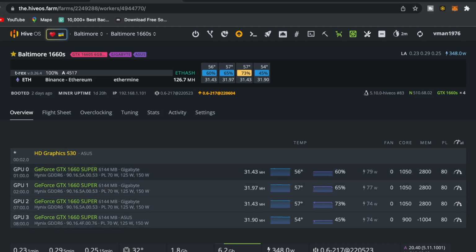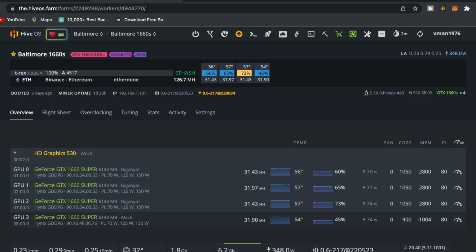So we are getting 3143, 3197, 3143 again, and then of course this one was always at 3190. So we're getting a higher hash rate out of one of the Gigabytes than out of the ASUS. That's fantastic.